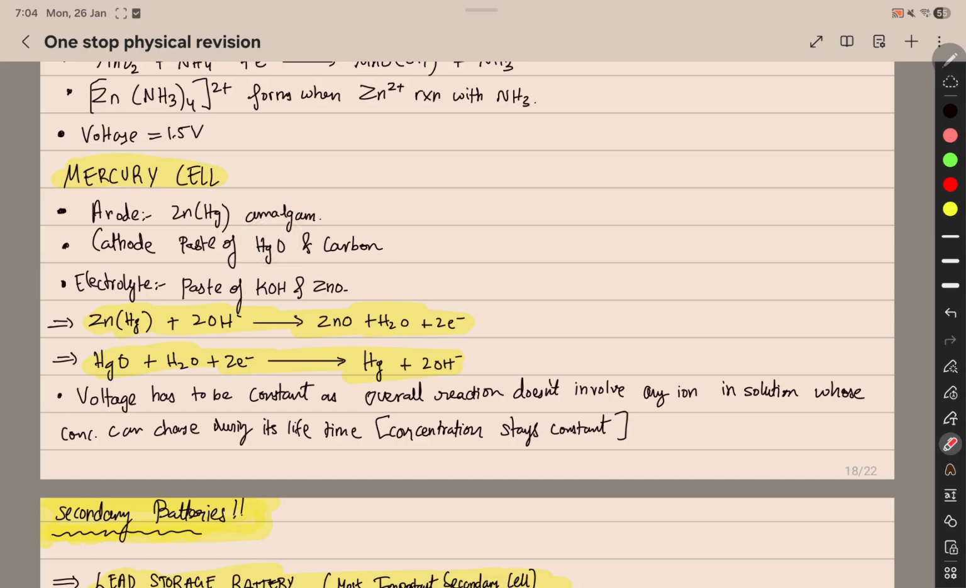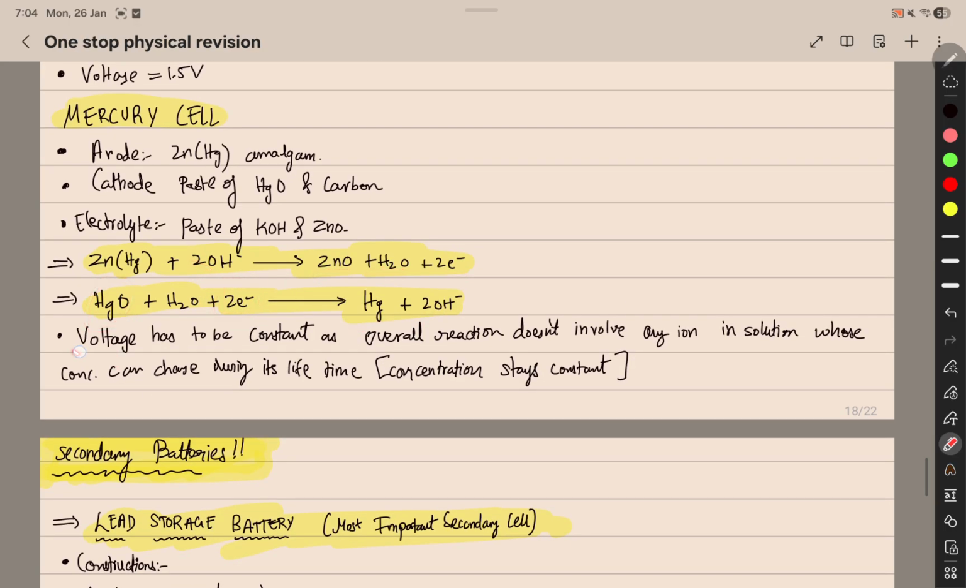So Zn(Hg) plus 2OH minus gives ZnO plus H2O plus 2 electrons. HgO plus 2 electrons gives Hg, and that's how the reaction happens. Voltage has to be constant, as the overall reaction does not involve any ion in solution whose concentration can change during its lifetime. Basically, the concentration of these ions will always stay constant. That's why the voltage also has to be maintained as a constant.